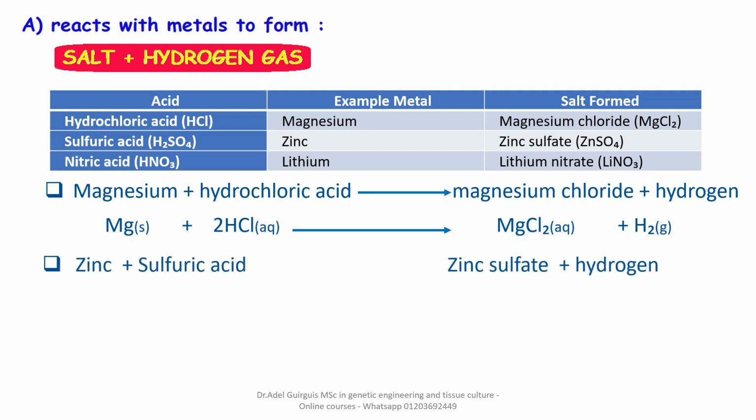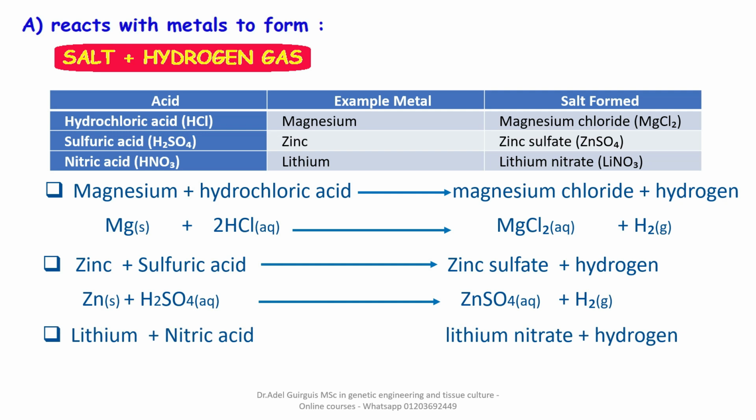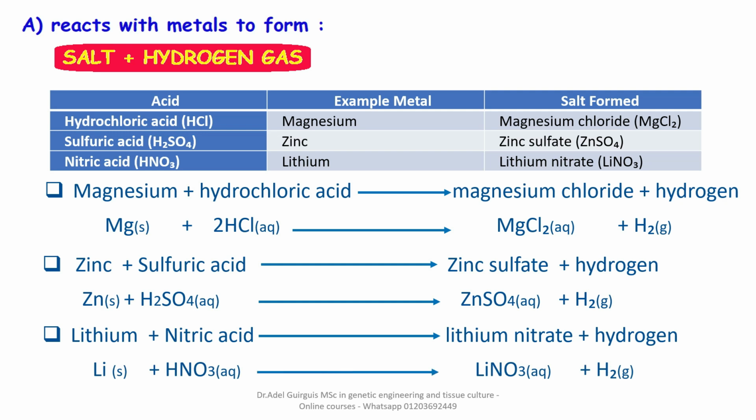For the second reaction, zinc plus sulfuric acid reacts to give zinc sulfate plus hydrogen. Symbolic equation: zinc plus H2SO4 reacts to give zinc sulfate, ZnSO4 in aqueous form, plus H2 gas. Last reaction, for lithium and nitric acid: lithium plus nitric acid reacts to give lithium nitrate plus hydrogen gas. LiNO3 plus H2 gas.